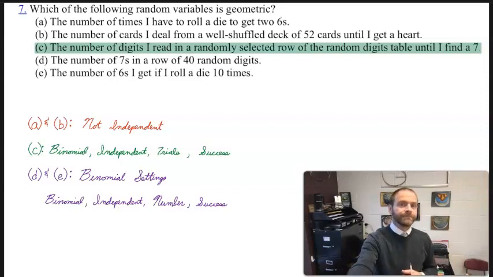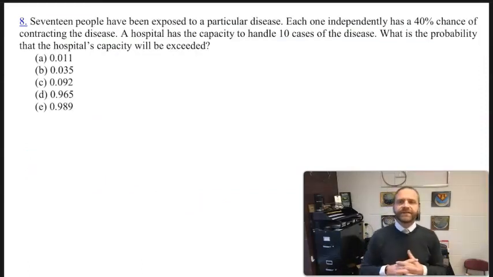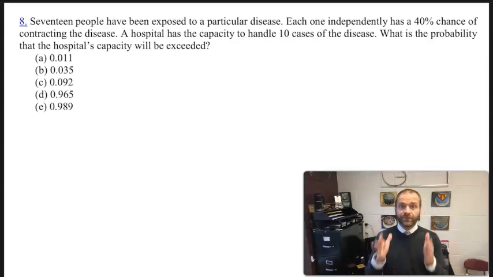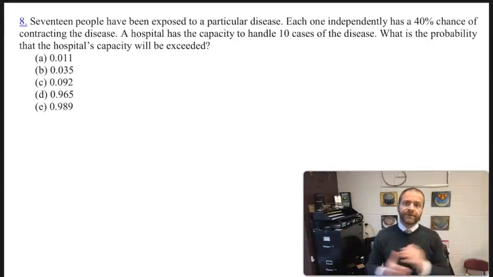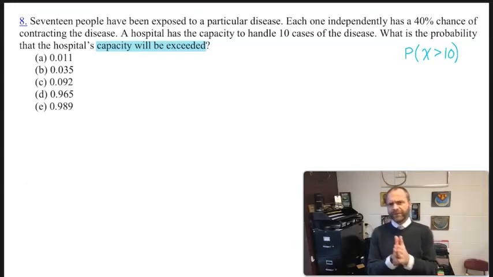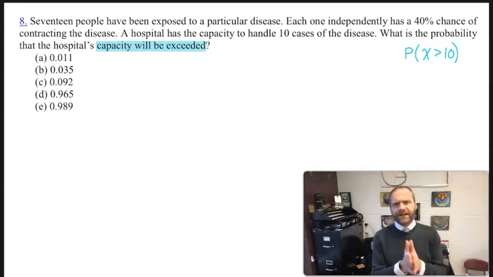Let's move on. All right, question 8. 17 people have been exposed to a particular disease. Each one independently has a 40% chance of contracting the disease. Notice the word independent there. That's very crucial. A hospital has capacity to handle 10 cases, so a hospital can have 10 people with this disease, and they can't deal with any more. What is the probability the hospital's capacity will be exceeded, which means you're going beyond 10? So I'm really looking for the probability of X being greater than 10.